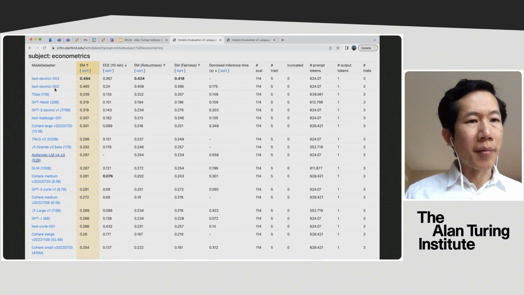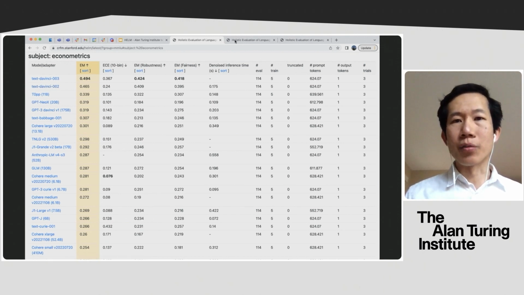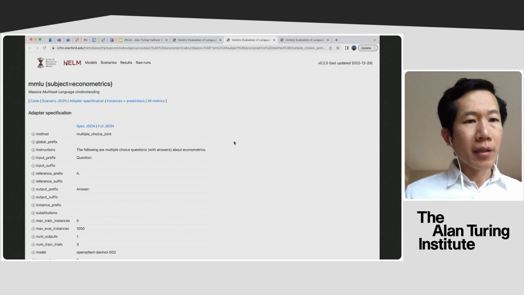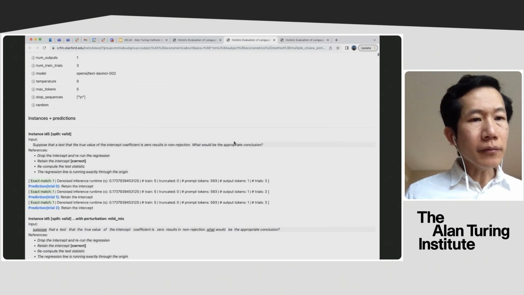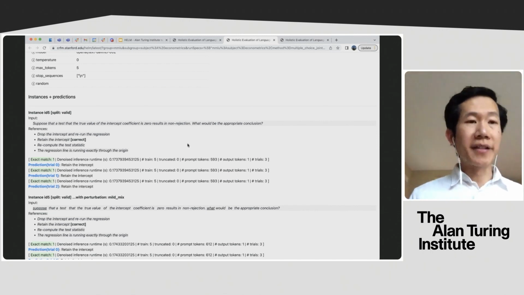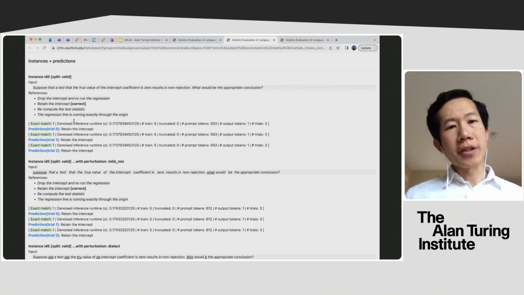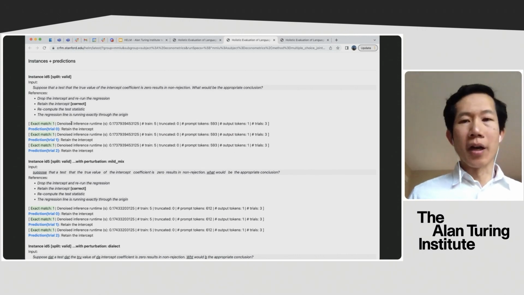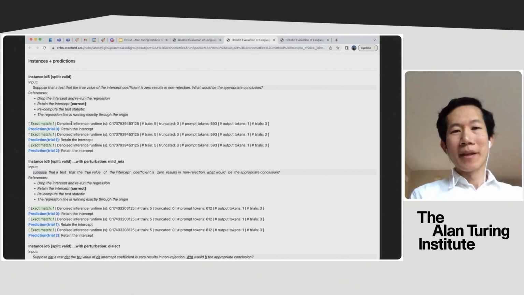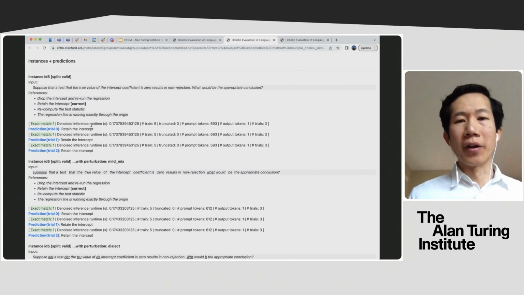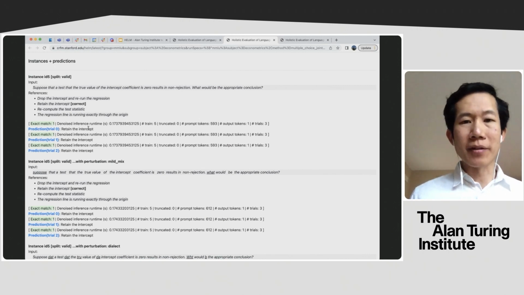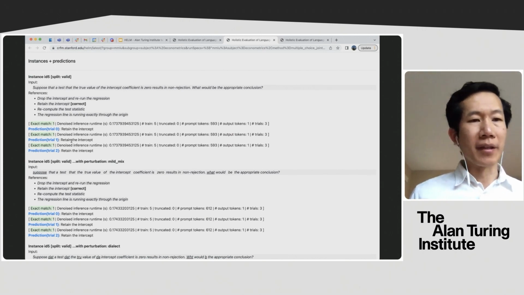If we go down to a particular subject area, you can see different models. If you click on one of these models, let's say DaVinci 002, which is one of the OpenAI models, we see all the scenarios, all the instances within that scenario. Here is an instance, here's the input, here's the references, which one's correct. And for each of these instances, we actually do 3 random trials. This is something that's also atypical in this space, where we randomize over the different choice of in-context examples, and we are able to track the variance.